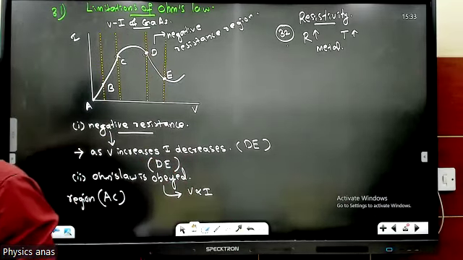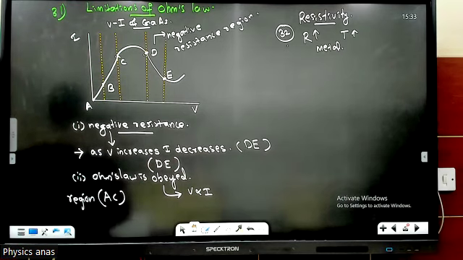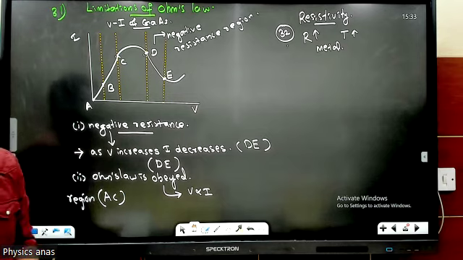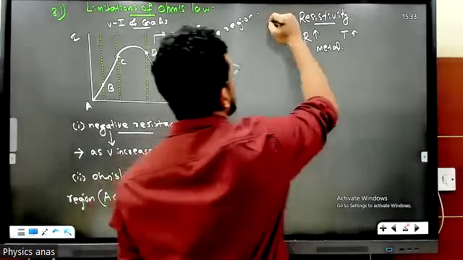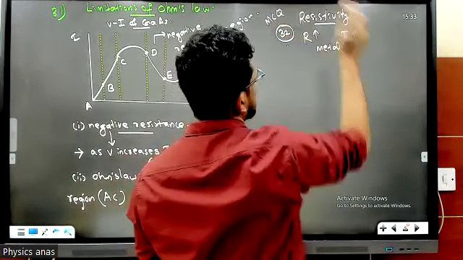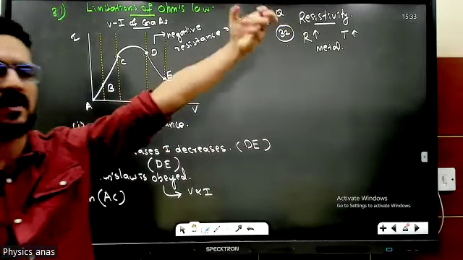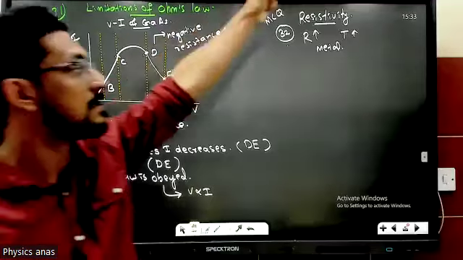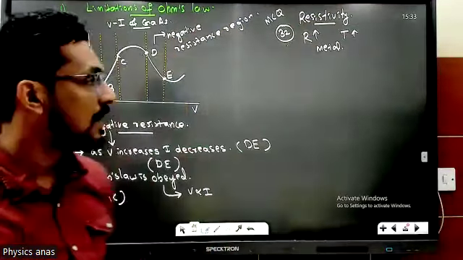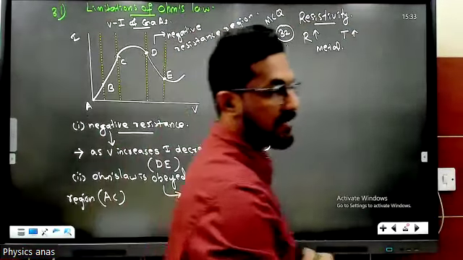Okay, I will read the question. The resistance of a metal wire increases with the increasing temperature on account of what? That is the question. It's an MCQ. Why does resistance increase with the increase of temperature? How can we do this?